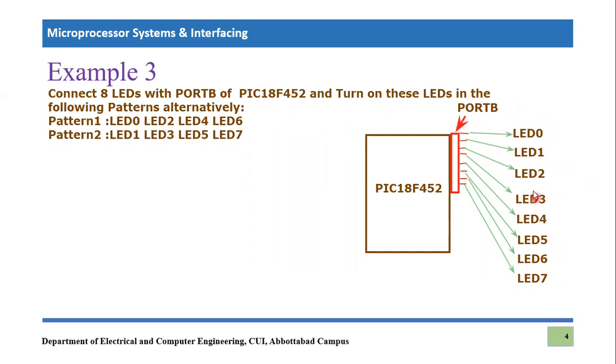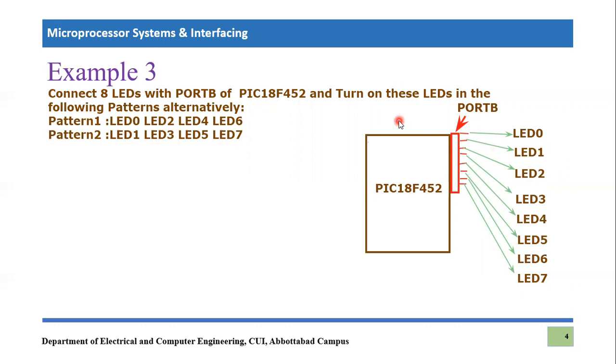We have to turn on these LEDs in the following patterns, right? Pattern number one says LED 0, LED 2, LED 4, and LED 6. That means 0, 2, 4, 6. So these alternate LEDs must be on, and then alternatively another pattern, which should switch on LED 1, LED 3, LED 5, and LED 7. That means first we turn on the even number LEDs and then we turn on the odd number LEDs. So we have to switch between these two patterns for an indefinite time interval, right?